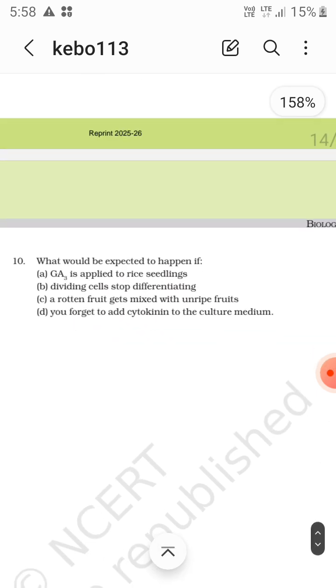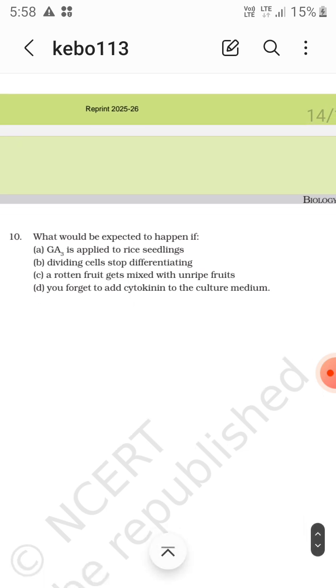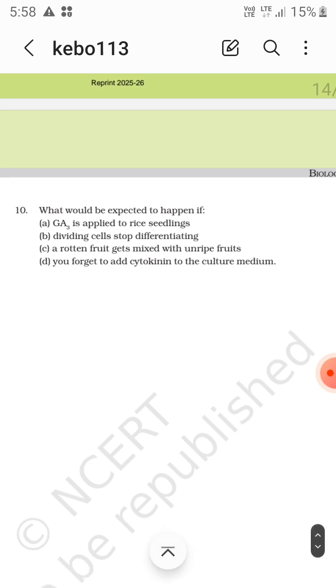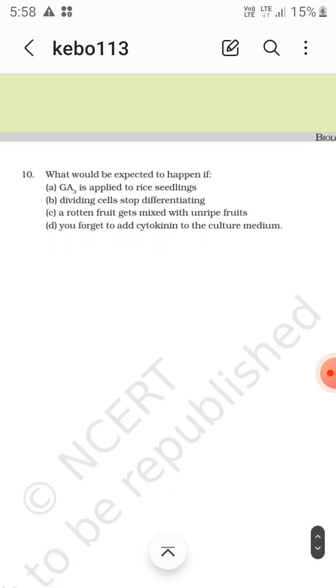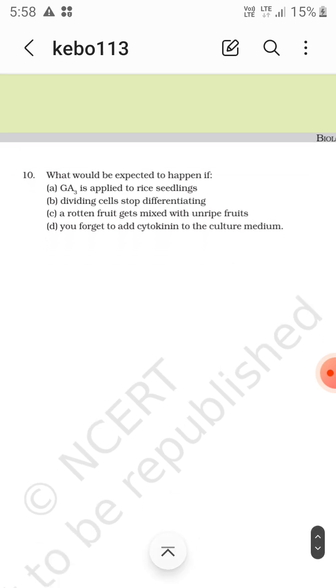What would be expected to happen if GA3 is applied to rice seedlings? Dividing cells stop differentiating. If dividing cells stop differentiating, that means they are mature. Dividing cells stop differentiating, does it mean they are redifferentiating? No, they are de-differentiated.